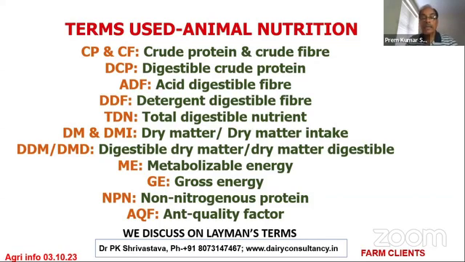And there is another thing, the anti-quality factor. What kind of fodder are we feeding to the cow? Is it very fresh, or is it kept for 10 months, 6 months, 8 months, or even longer, in the case of green fodder? Suppose after 4 days you are feeding green fodder which was cut 4 days earlier. How does it affect? So these are anti-quality factors, right?